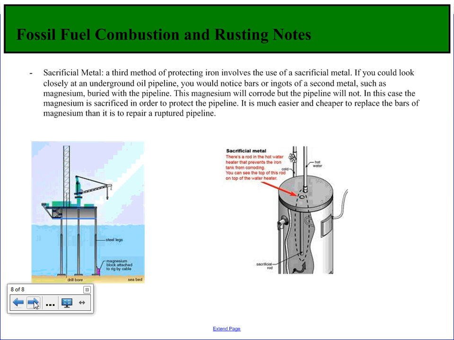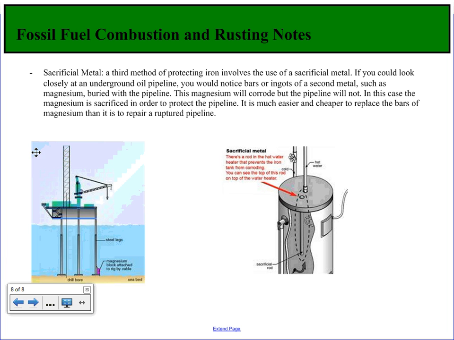So sacrificial metal. A third method of protecting iron involves the use of a sacrificial metal. If you look closely at an underground oil pipeline, you would notice bars or ingots of a second metal, such as magnesium, buried along with the pipeline. The magnesium will corrode, but the pipeline will not. In this case, the magnesium is sacrificed in order to protect the pipeline, since it is much easier and cheaper to replace the bars of magnesium than it is to repair a ruptured pipeline.